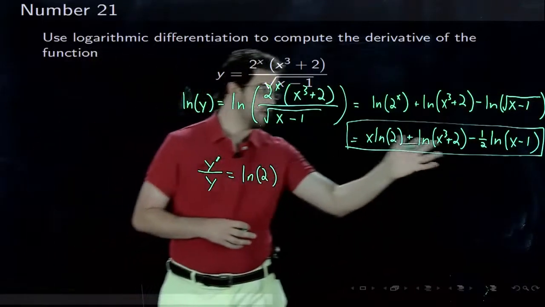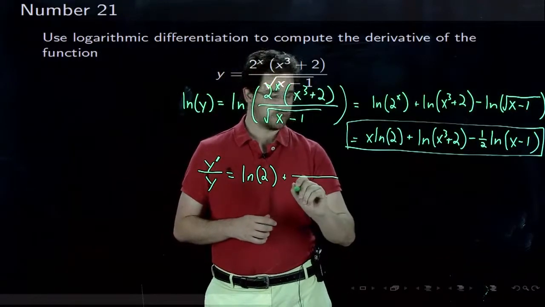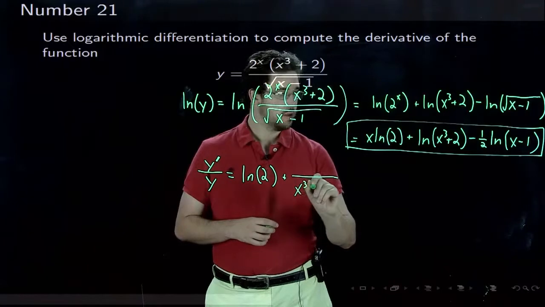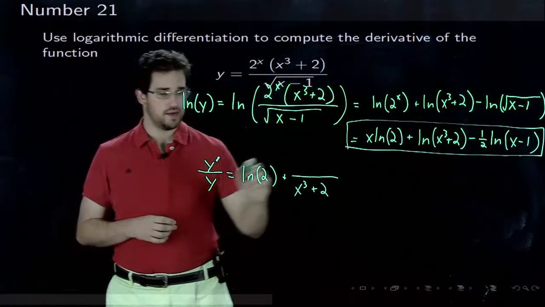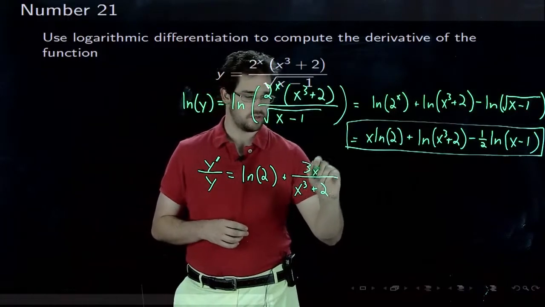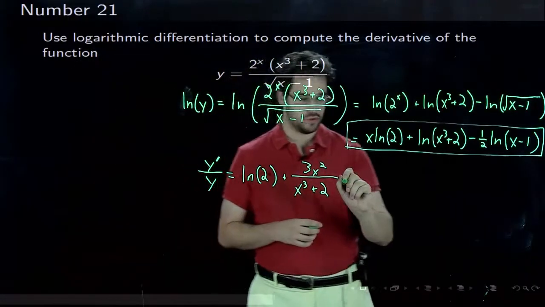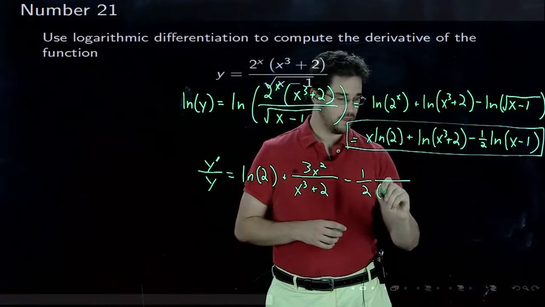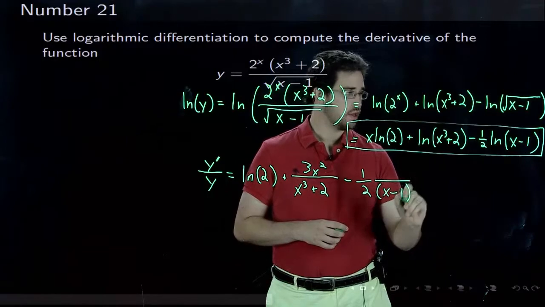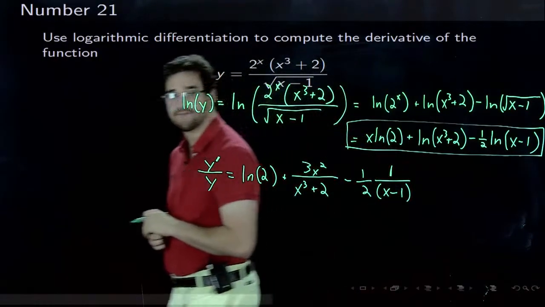Plus, well, we need to use the chain rule. So the first part, we just write this x cubed plus 2 over, what's the derivative of the inside? 3x squared. And then the last one, once again, chain rule, 1/2 over x minus 1. And what's the chain rule say? We put a 1 over there.